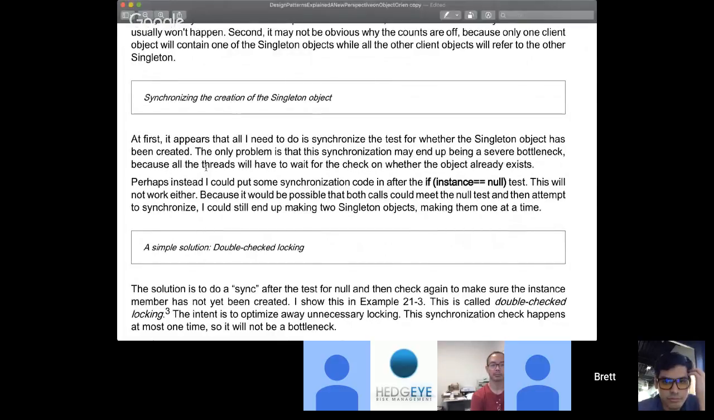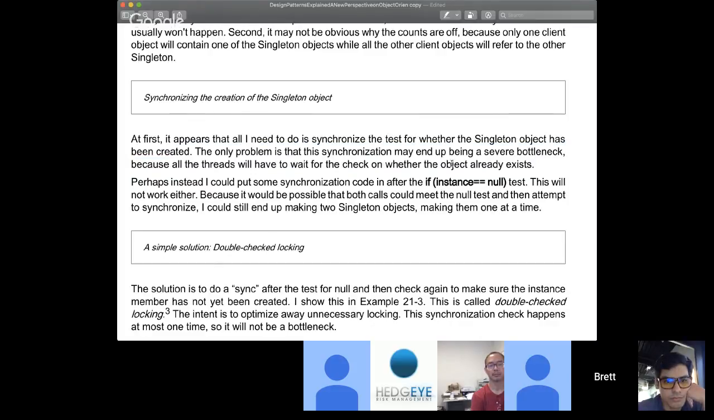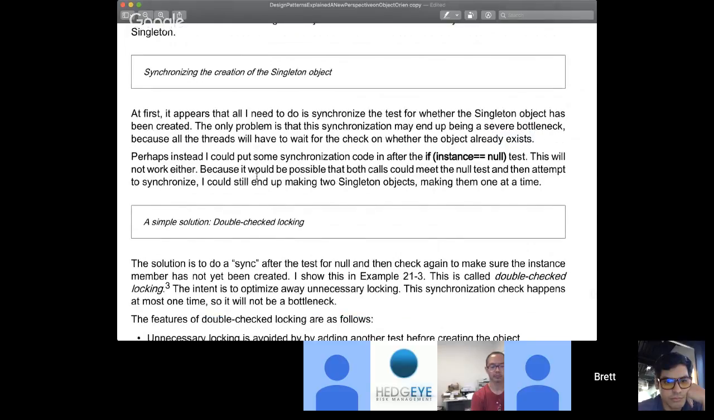Solutions could be to maybe synchronize everything, but this could cause a severe bottleneck because all the threads have to wait for the check on whether the object already exists. I'd love to go through that exercise because I'd love to see at what level everything happened. I just kind of glossed over it, but I guess in theory I could understand it.